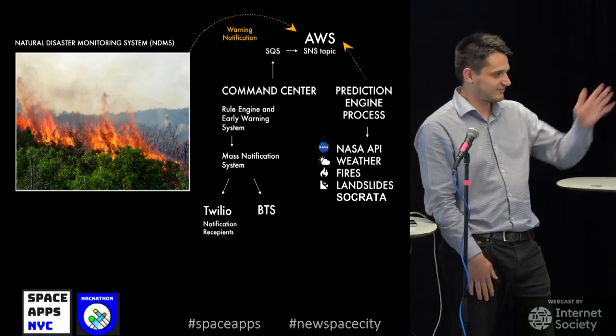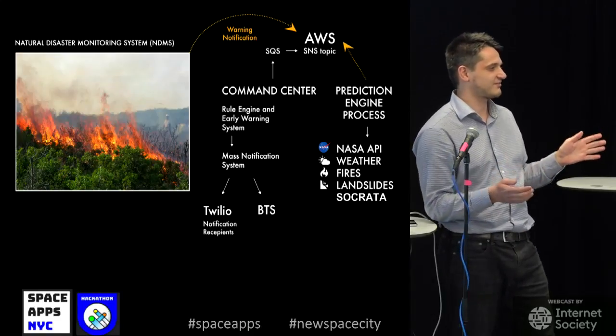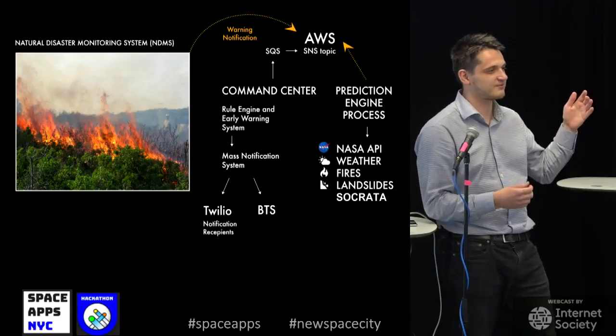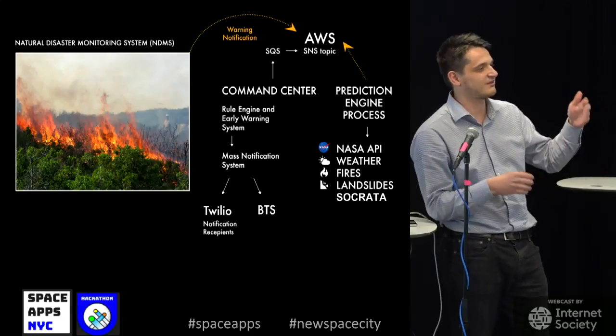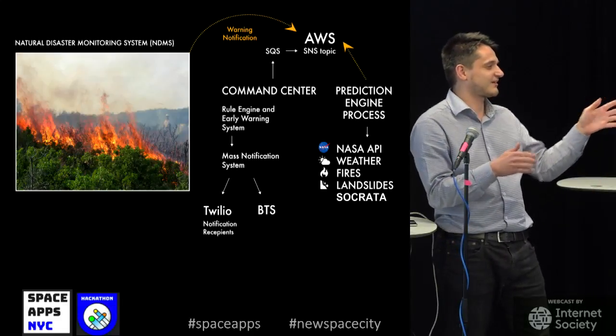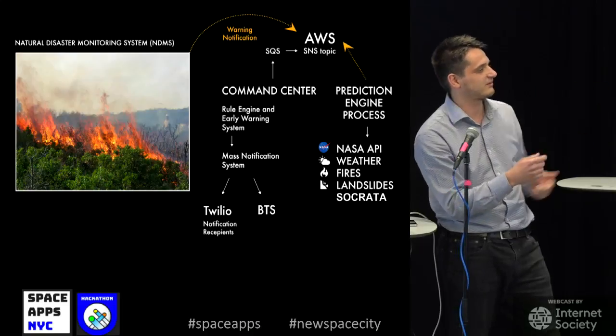And then in the command center, the main part of it is the rule engine. The image recognition system can give you some false positives, so we want to make sure that we only trigger an alert if something bad is actually happening. So the rule engine can say, if there are at least two events from two cameras which are close to each other, then we trigger an alert.